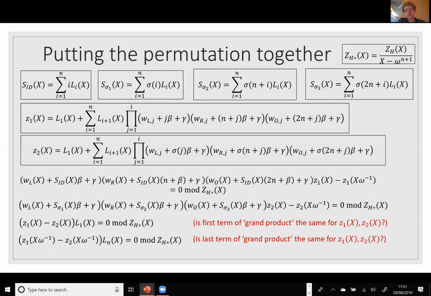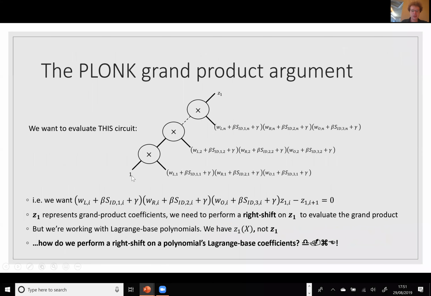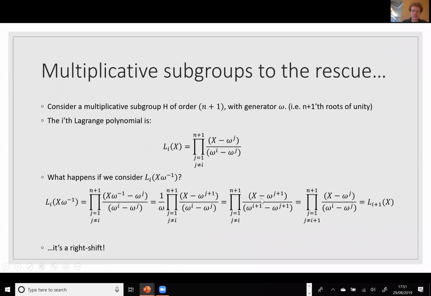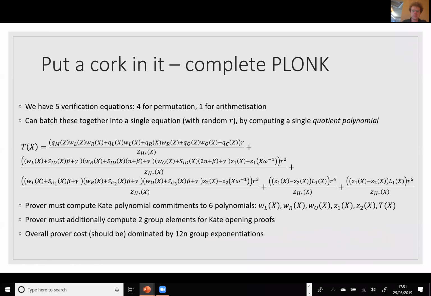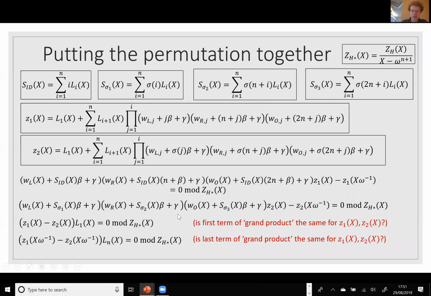You can see here the first relationship is exactly the same as if I go back 2 slides: this product relationship for one single round of coefficients. This is now that encoded in polynomial form, where because these aren't vectors anymore, this thing isn't equal to 0, but it's equal to 0 modulo the vanishing polynomial.